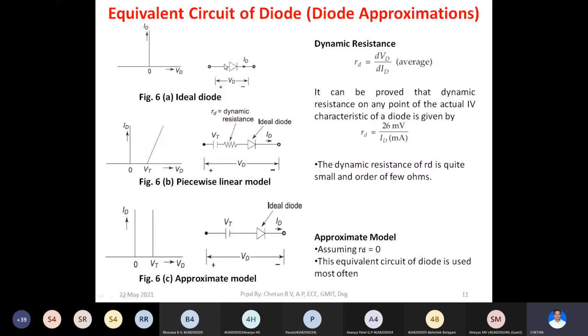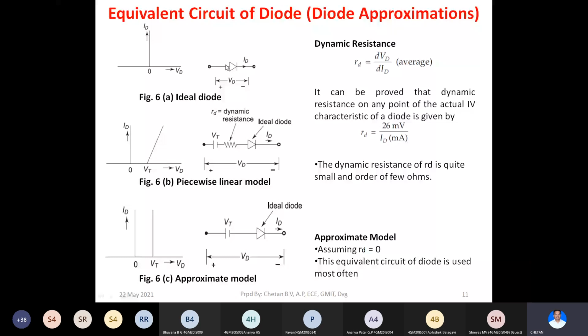I hope this is clear for the ideal diode. It is as good as a switch. When you turn on the switch, immediately current is flowing. So in the case of an ideal diode, it is just like a switch. When you increase the Vd just beyond 0, immediately current will flow. That is how an ideal diode will work. So this ideal diode is just like a short circuit. You can consider this ideal diode like a short circuit.